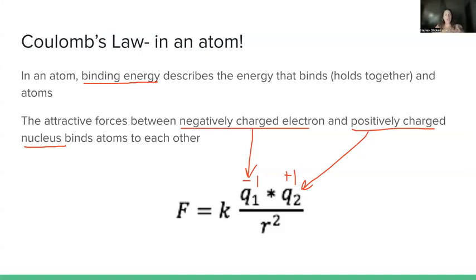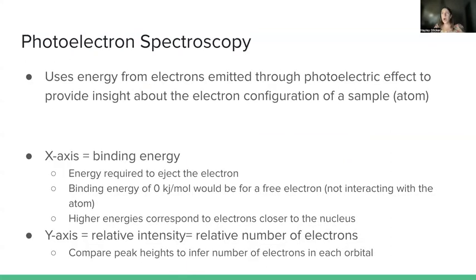So we can take that knowledge and utilize it to our advantage by talking about photoelectron spectroscopy. This is a fancy technique that utilizes the idea that the energy of electrons emitted through the photoelectric effect provides insight into the electron configuration of our sample. If you recall from the first slide, if we shine a certain color light with a high enough frequency, electrons are going to be ejected.